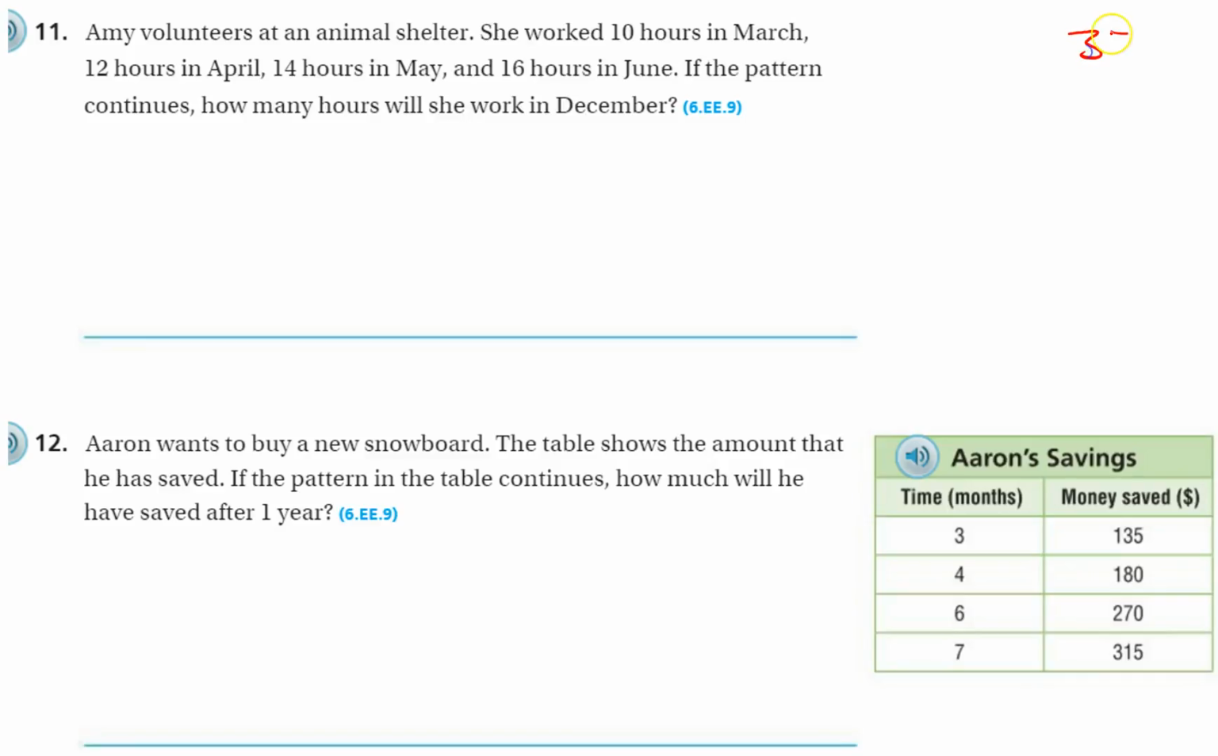Okay, still on page 370. Now we're at the bottom two problems, the last two problems for the mid-chapter check. Let's get to it. Amy volunteers at an animal shelter.